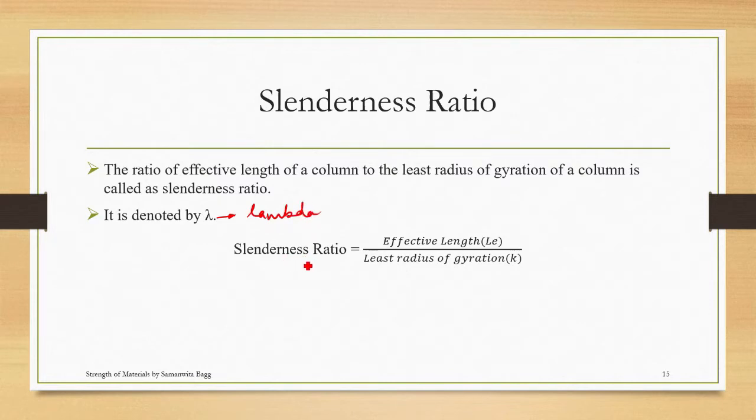So I can say the slenderness ratio is the effective length, that we have already discussed in the previous class, to the least radius of gyration. You are already aware of this concept of radius of gyration. So we are taking the least value of radius of gyration. So I can say lambda is equal to LE upon K. Now we have seen that LE is measured in meter or mm, and radius of gyration also has the unit of either mm or meter. So here you can see the units cancel out and lambda has no unit, or you can say it is a unitless term.